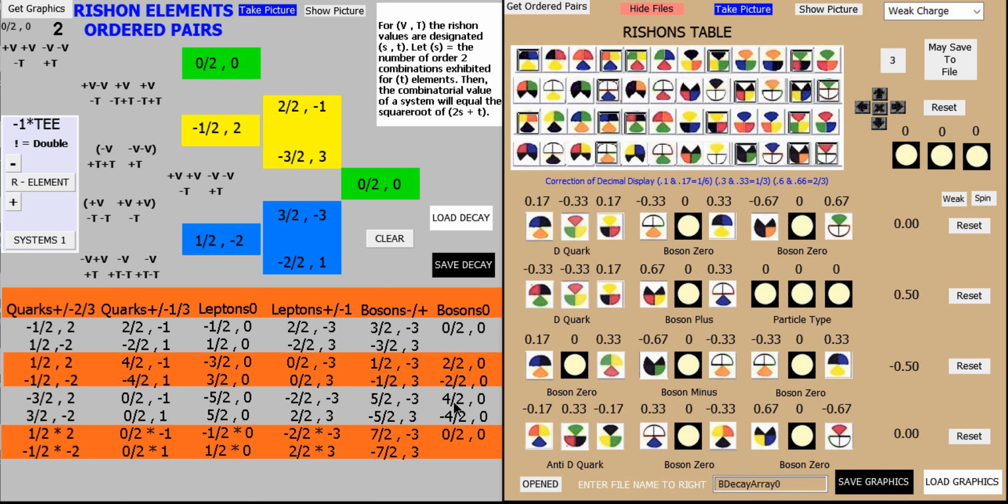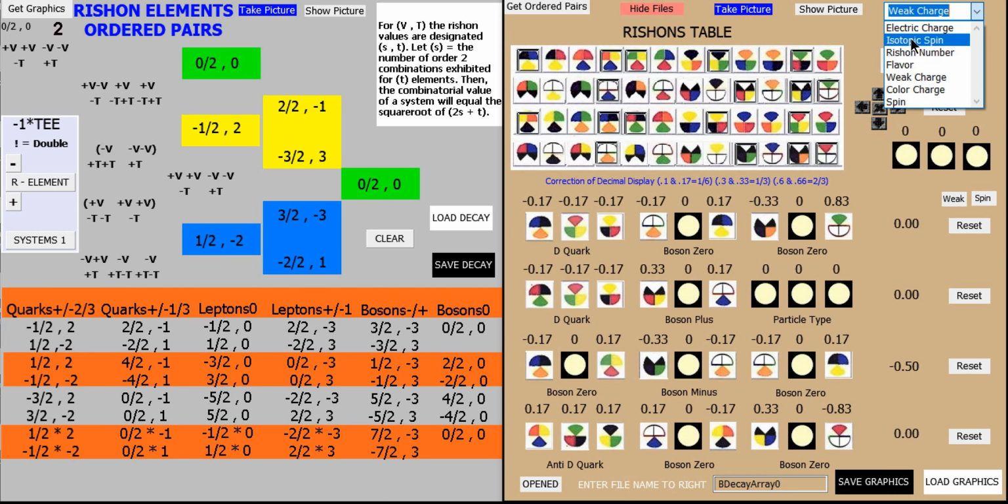Now let's investigate the isospin, flavor, and the color charge. So isospin first. Now the isospin on the higher generation quarks is predicted by the standard model to be 0.